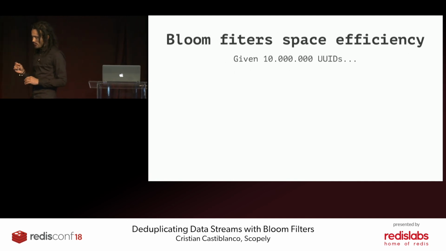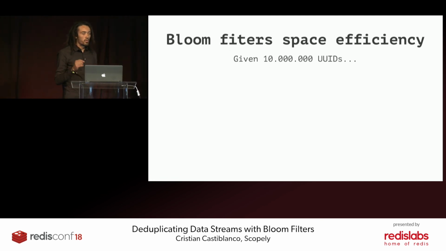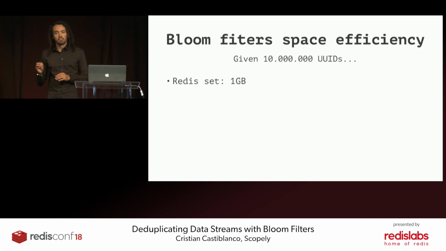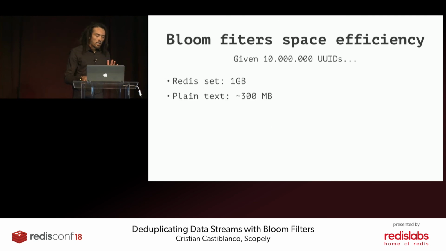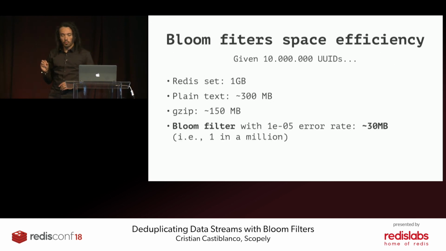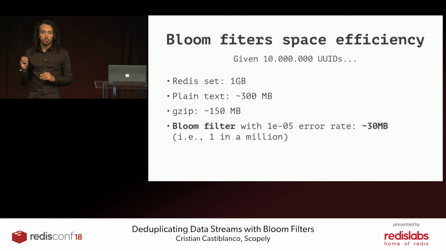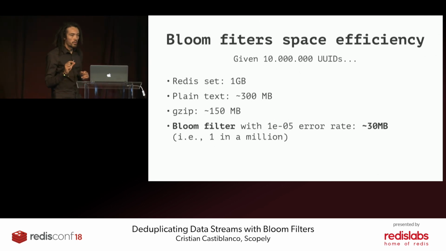Just to give you a perspective on how efficient they are space-wise, let's say you have 10 million IDs and you want to do some sort of idempotence. If you were to use plain Redis sets, it would be around 1 gigabyte of memory. If you just put it in plain text, just for the sake of experimentation, it's around 300 megabytes. Even if you compress this thing, it's about 150 megabytes. If instead you use a Bloom filter with an error rate of 1 in a million, you're talking about 30 megabytes. Now, this is a huge improvement in the space, right?